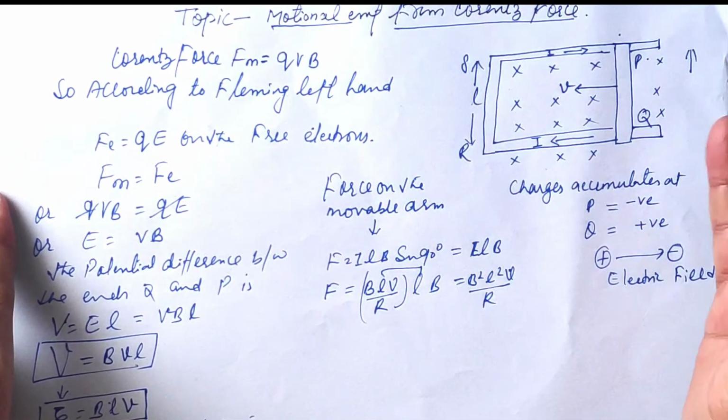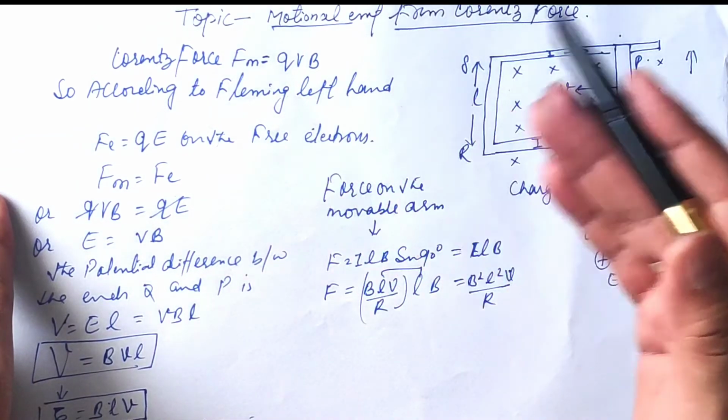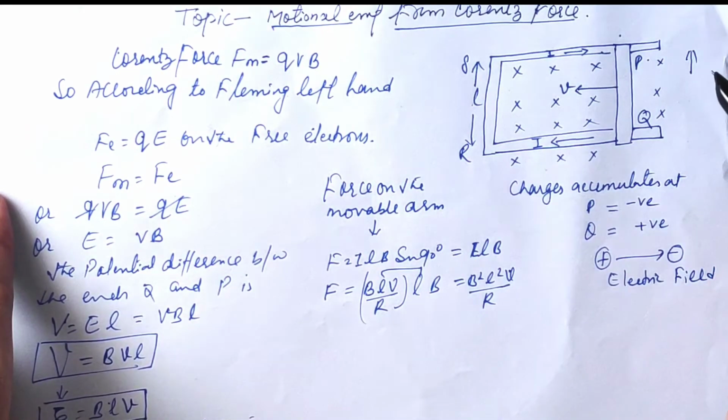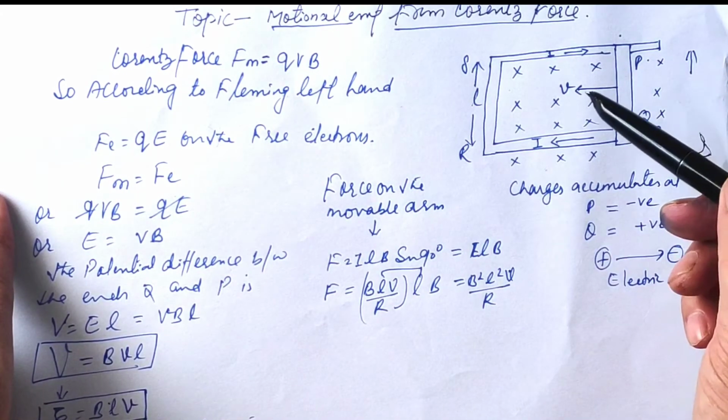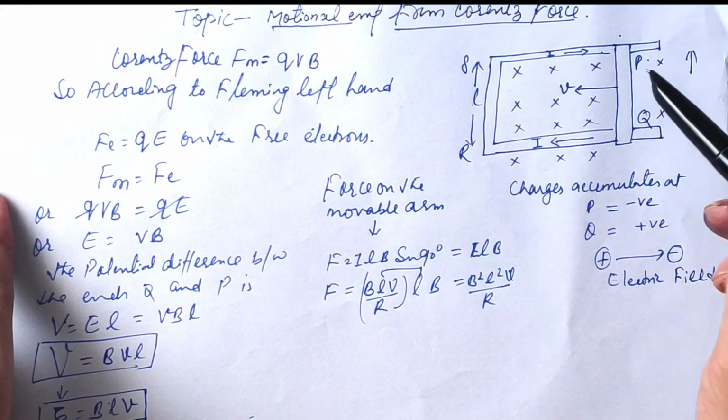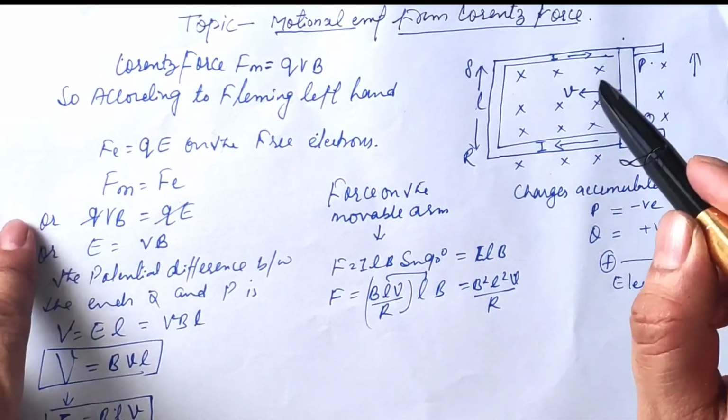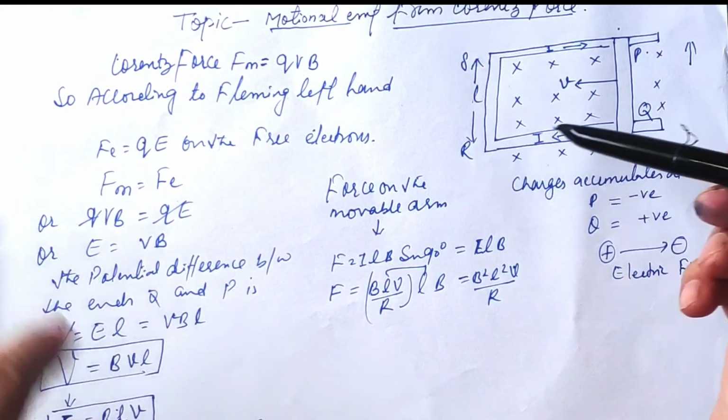By using Fleming's left hand rule, we can find out the direction of current, force and magnetic field lines. The magnetic field lines are perpendicular, and the current is moving in this direction.